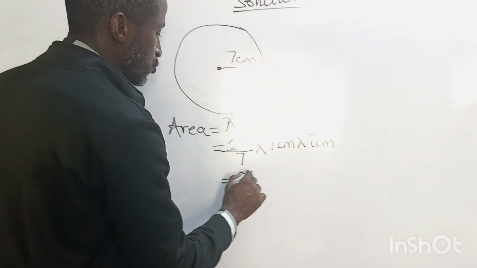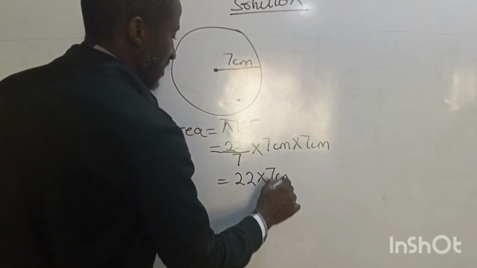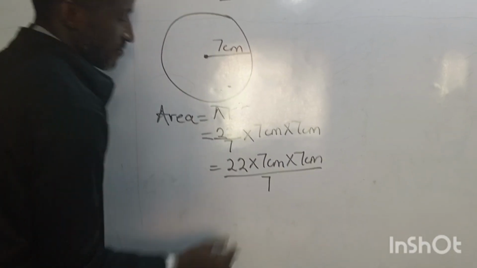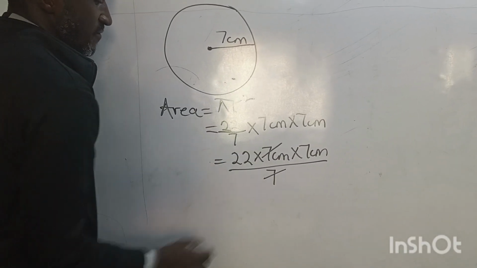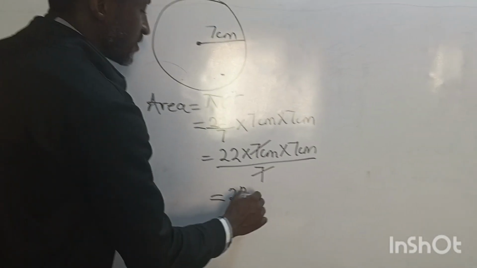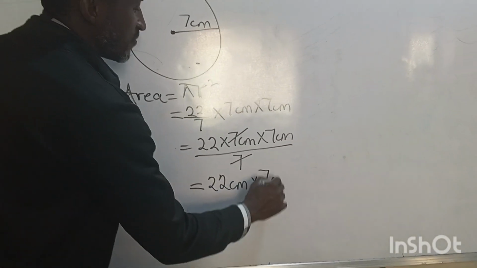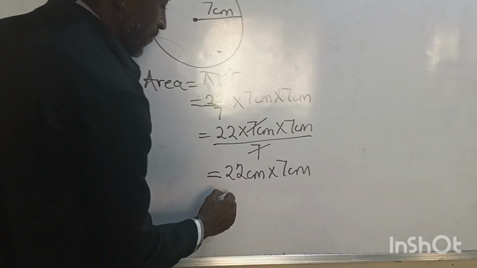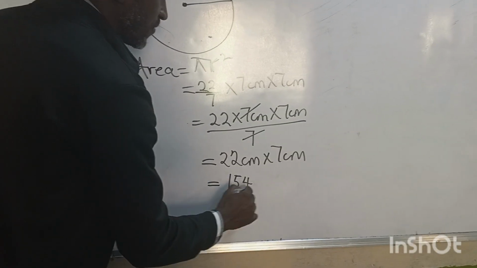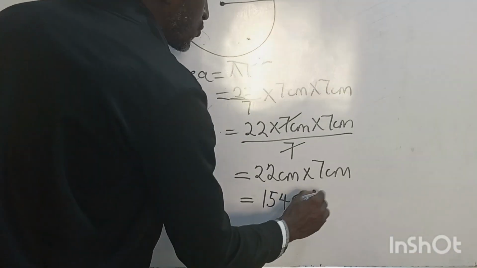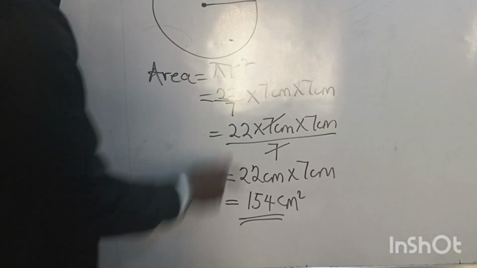We have 22 multiplied by 7 cm multiplied by 7 cm over 7. We cancel 7. We are left with 22 cm multiplied by 7 cm. 22 times 7 will give us 154. Centimeter multiplied by centimeter will give us centimeter squared. That's the final answer for question number 1.